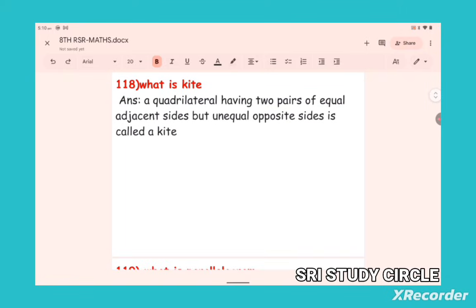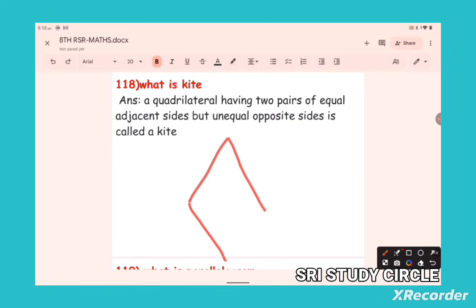Next, what is a kite? A quadrilateral having two pairs of equal adjacent sides but unequal opposite sides is called a kite. For example, here this is a kite, a quadrilateral having two pairs of equal adjacent sides.